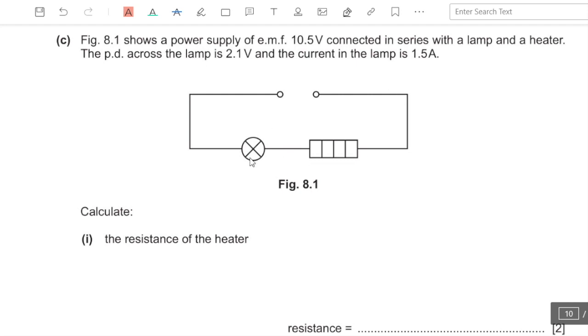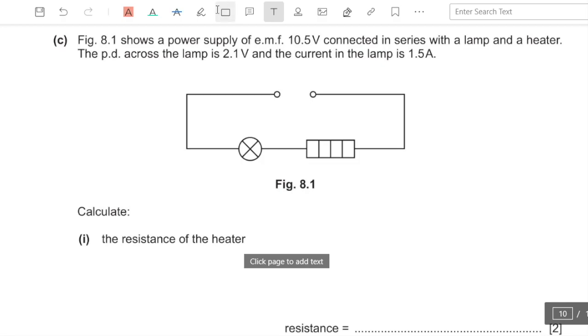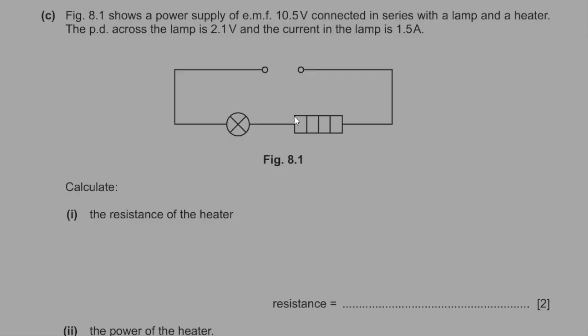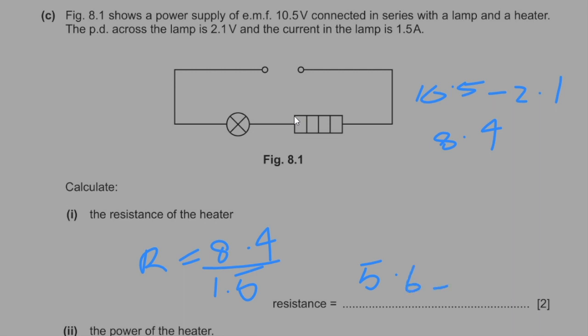Since this is a series circuit, that means the current in all of the appliances is going to be 1.5, the same, and voltage over here, however, is going to be divided, which means the voltage in heater is going to be total voltage minus the voltage which is already being used in the lamp is 2.1, and that is equal to 8.4. So resistance of the heater is going to be equal to 8.4 divided by 1.5, which is the current, and that means 5.6 ohms is the resistance of the heater.